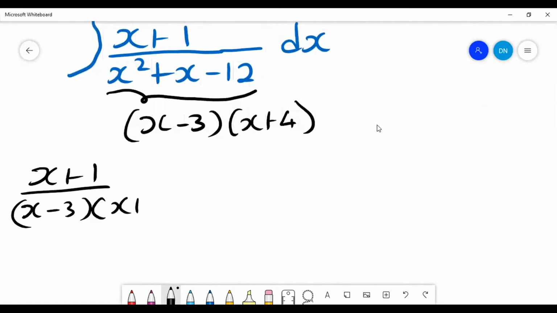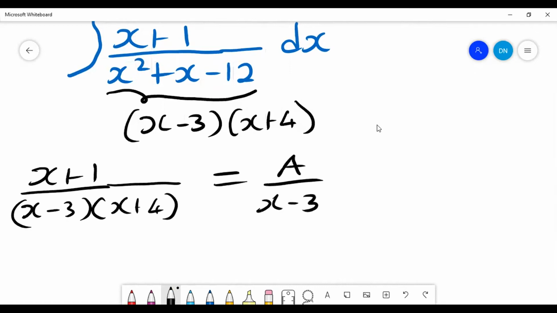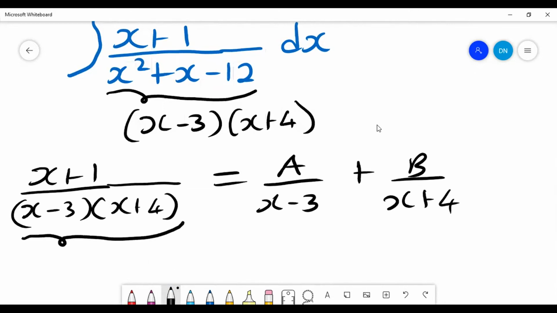So that's what I want to do, and that will make it easier for me. So I'm going to introduce two unknowns and solve them so that I'll be able to break down my equation. So that's the first step. And then I want to multiply it through by this.